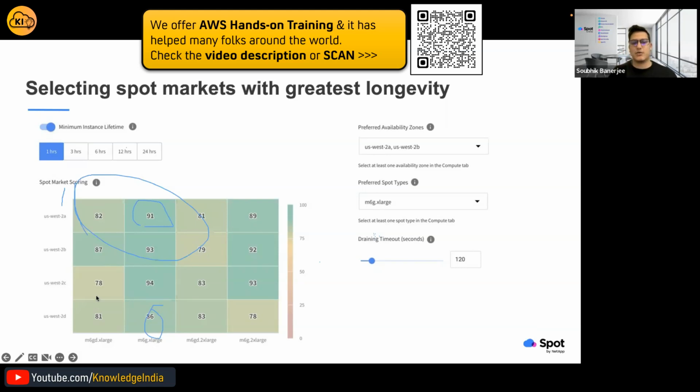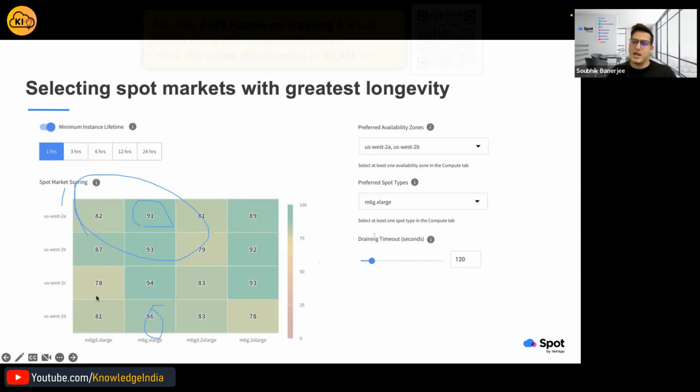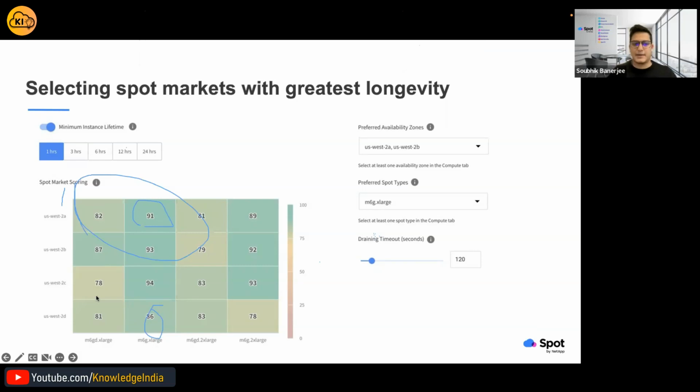But this is just to make our customers cognizant of how the markets are behaving at a particular point in time, right? And if I am selecting 10 instances or 10 markets for my application, which 10 should I select, right?